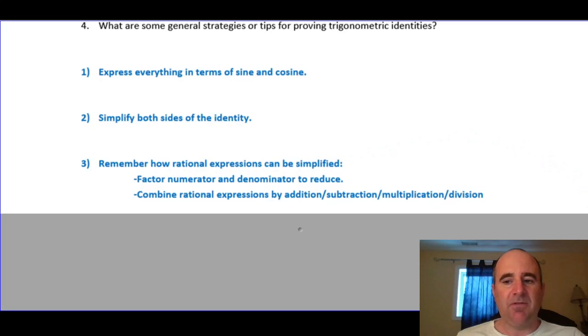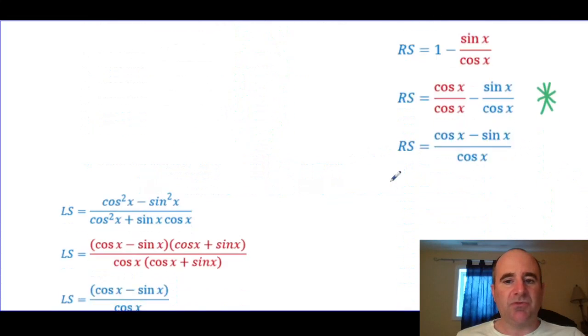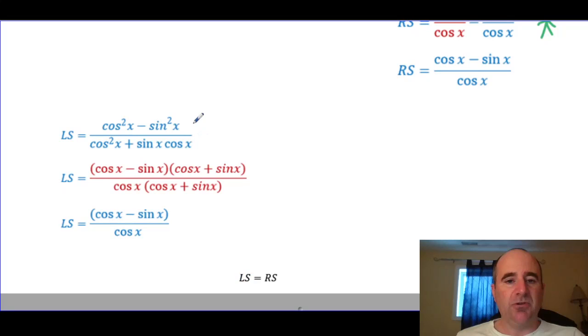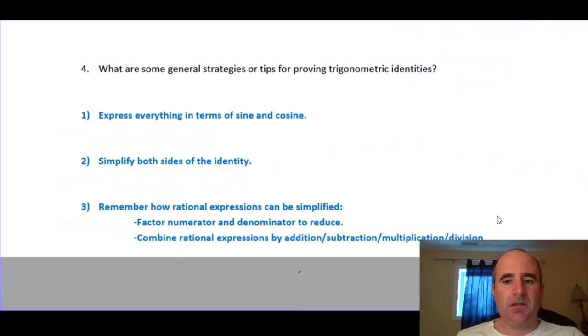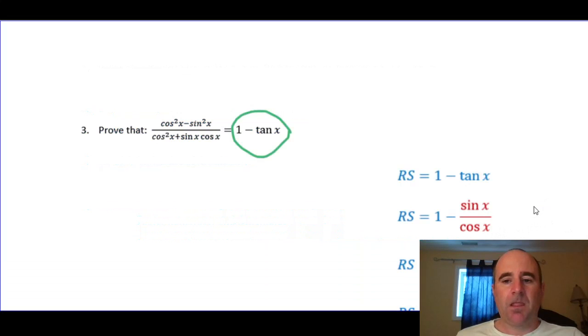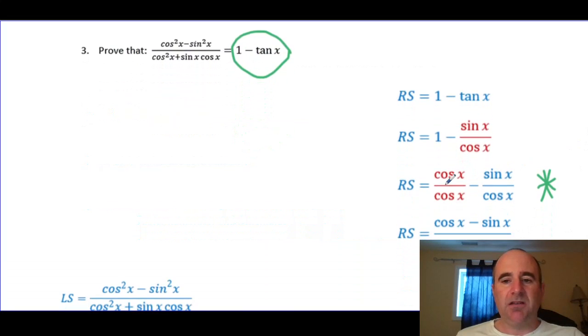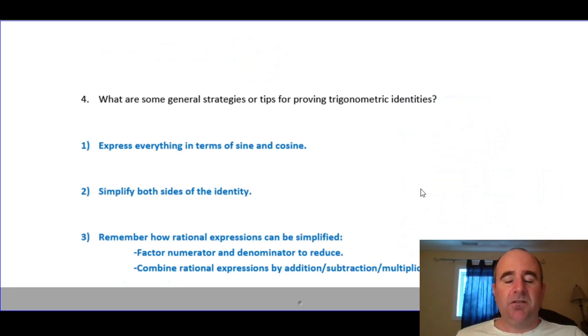We had an example of that in our last one, which was right here, where we factored the numerator and the denominator just so that we could see stuff that would divide out. And then combine rational expressions by addition or subtraction, multiplication, or division. So that was also in the last example, where we combined 1 minus sine x over cos x into one rational expression.